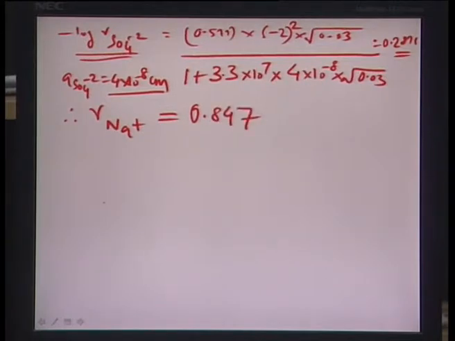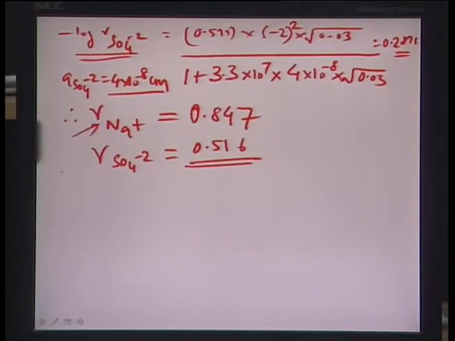Okay. So, taking antilogs on both equations solved earlier, the activity coefficient of the sodium ion comes out to be 0.847 and that of the sulphate ion, SO4 -2 in this case, comes out to be 0.516. Okay. So, these are the activity coefficients. Let me just reiterate, the activity coefficient of the sodium ion comes out to be 0.847 and the activity coefficient of the SO4 ion comes out to be 0.516.